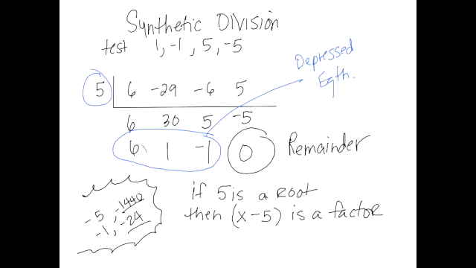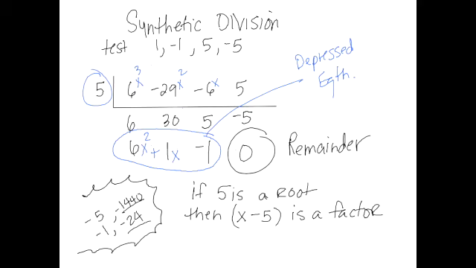6x squared, hold on a second, plus 1x minus 1. Minus 1, right. And so you're like, how did you know that? Well, this was 6x to the third, this was x squared, this was x, and this was our constant. So the depressed equation is always reduced by 1. Okay? So that's how we ended up getting the depressed equation.